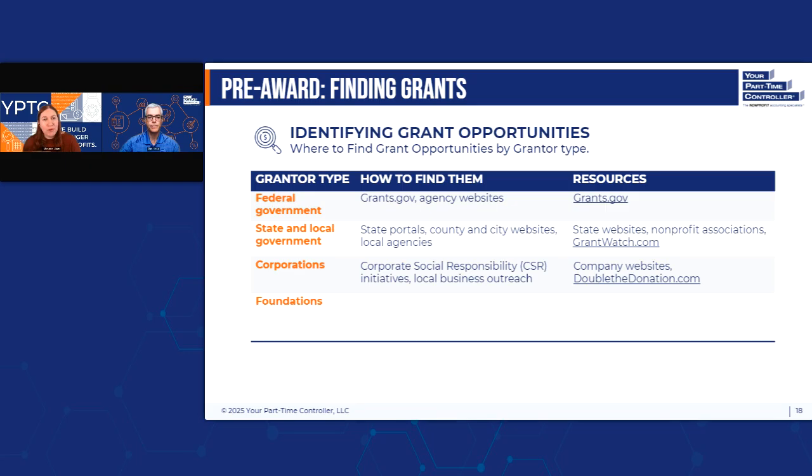Corporations, CSR programs, that's short for corporate social responsibility programs. Those are initiatives that companies create to give back to society. These programs often include grants, sponsorships, employee matching programs, volunteerism, and in-kind donations that support nonprofits and community causes. Search company websites that have sections like community, social impact, or CSR programs. Google, Walmart, Target, and Bank of America are all examples of companies that have CSR programs. You can use tools like Double the Donation or Charity Navigator to identify corporate donors.